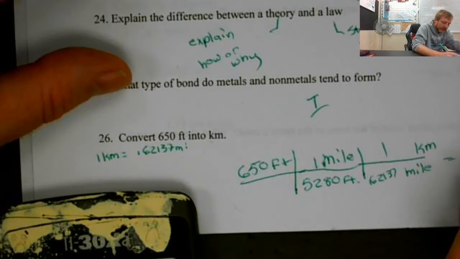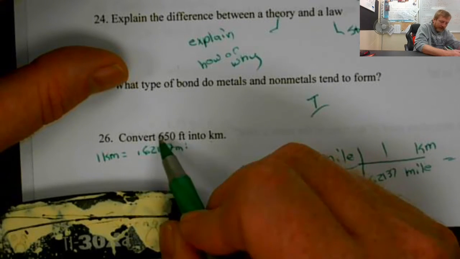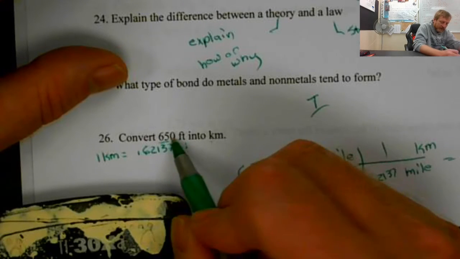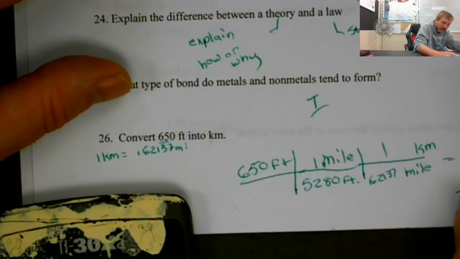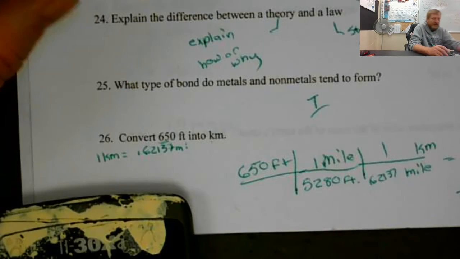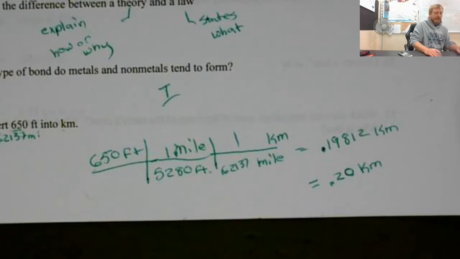And that answer in this case would be 0.1981 kilometers. Rounding to significant figures, again, in any unit conversion, however many we started with, we should end with. This number has 2 sig figs in it, so our answer should have 2. So we would round that to 0.20 kilometers. And we do need to keep that 0 because that is our second significant digit.